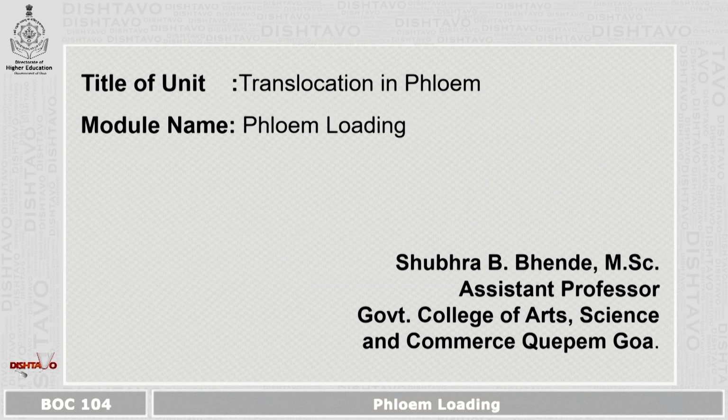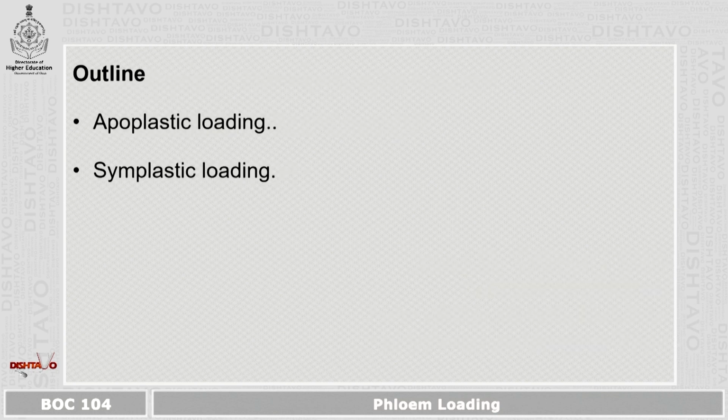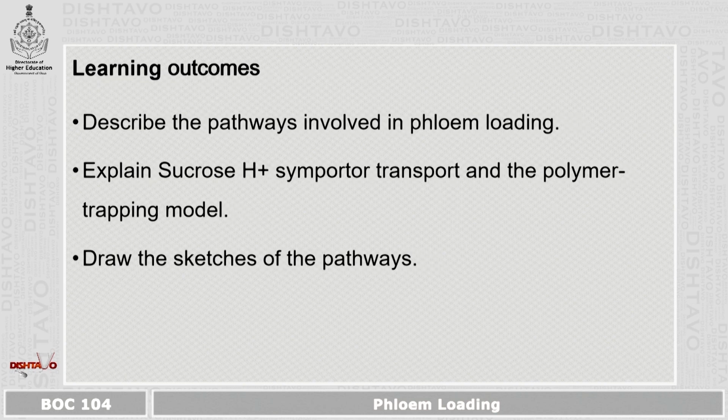Title of the unit is Translocation in Phloem. In this unit, we will be studying phloem loading, outline, apoplastic loading and symplastic loading. Learning outcomes. At the end of this particular module, a learner will be able to describe the pathways involved in phloem loading, explain the sucrose H+ symporter transport, the polymer trapping model, and draw the sketches of the pathways which can describe the whole phloem loading process.